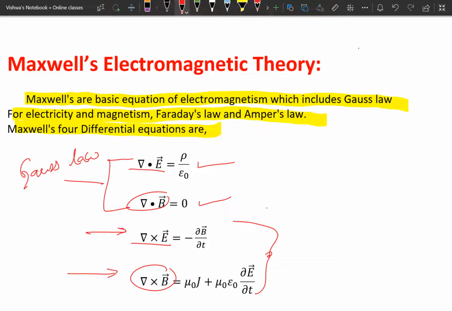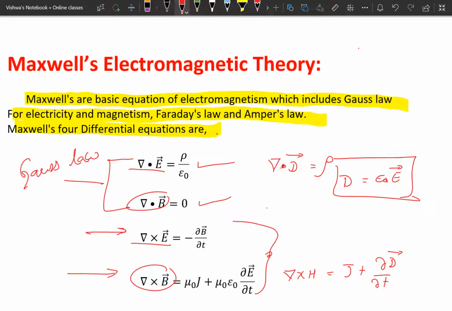So these equations can be modified. The first equation can be written as del dot D is equal to rho. You can write it in this form also. And the fourth equation can be written as del cross H is equal to J plus dou D by dou t, because here there is a relation between E and D. So D is equal to epsilon naught into E. And here the magnetic field B is replaced by H. So the relation between B and H is B equal to mu naught into H. So using these two relations, we modified the first and the last equations.